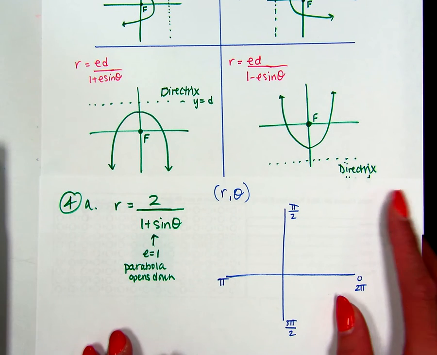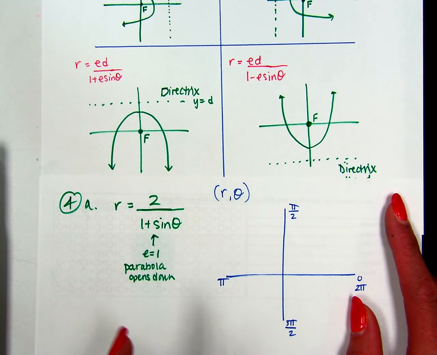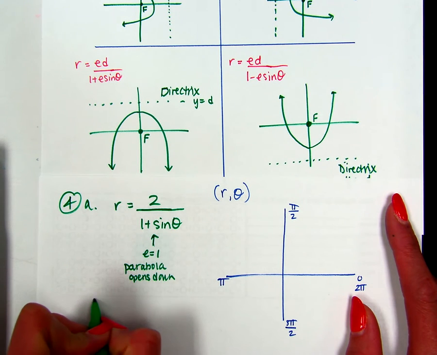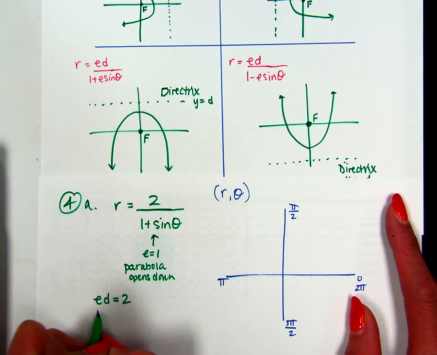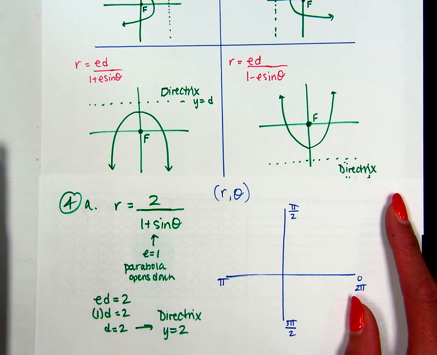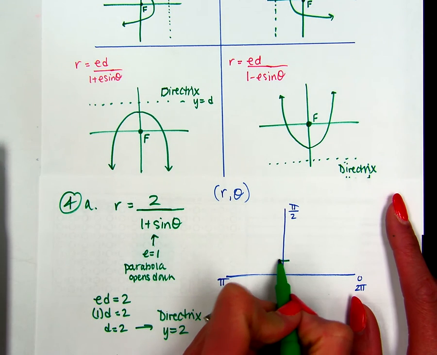All right, so we're going to just start writing down some information. So we have the eccentricity. The directrix, we can tell by this. This is E times D equals 2. And since E is equal to 1, we know that D equals 2. So therefore, our directrix is a horizontal line at Y equals 2. So I'm going to put that on my graph.